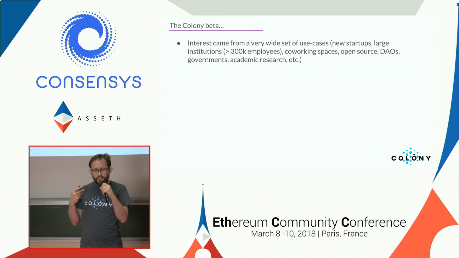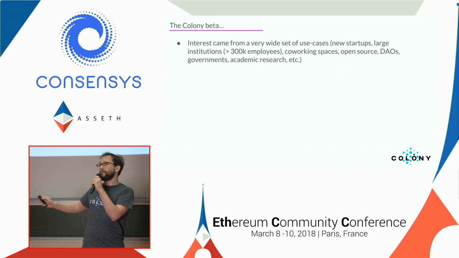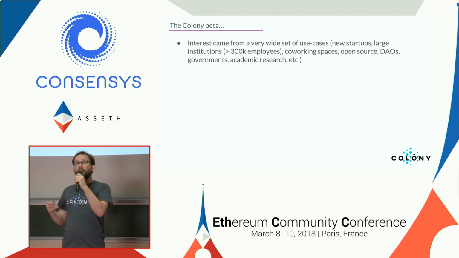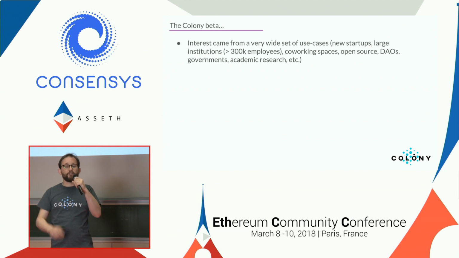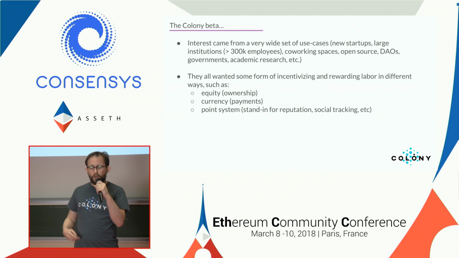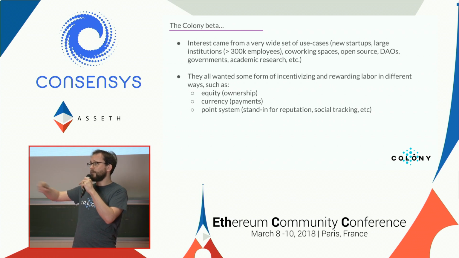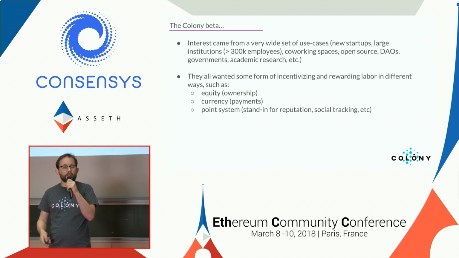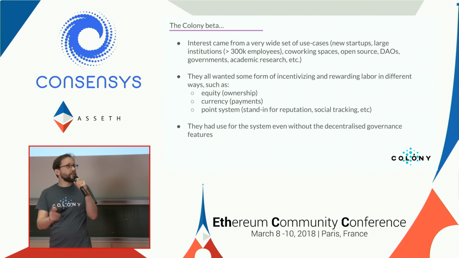Interesting to us, we had interest in the beta from all over the space, the usual suspects, the crypto startups, but also, interestingly, huge organizations thought they'd have use for this, which I found interesting. And they all wanted some way of incentivizing work, farming out work to people, keeping track of who does what, and rewarding them in some way or other. So they had use for this even without the decentralized governance.